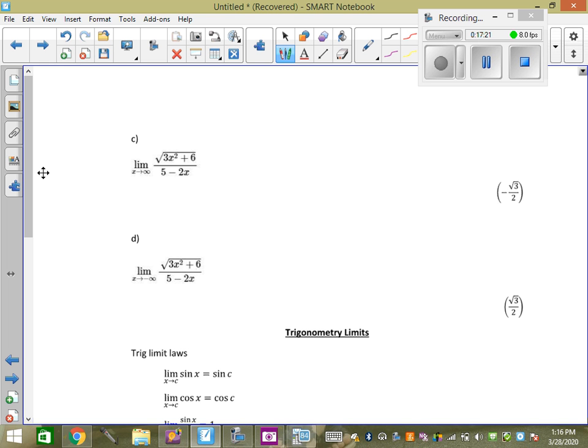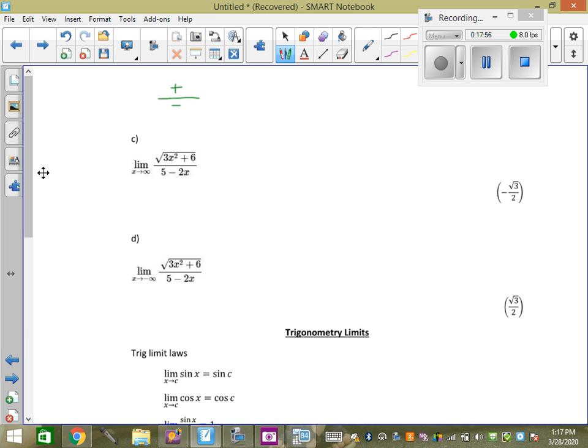So first thing we're going to do, before we divide by our largest exponent, which we're still going to do, is check if we plug in a really large number, what sign am I going to end up with in my answer? Negative or positive? So let's plug in 100. If I plug 100 into the top, no matter what, this top is going to have to be positive because I can't take the square root of a negative number. So I'm going to end up with a positive sign on the top. On the bottom, if I put in a really large number, 5 minus 2 times 100, I'm going to end up with a 5 minus 200. So no matter what large number I put in, I'm going to end up with a negative on the bottom.